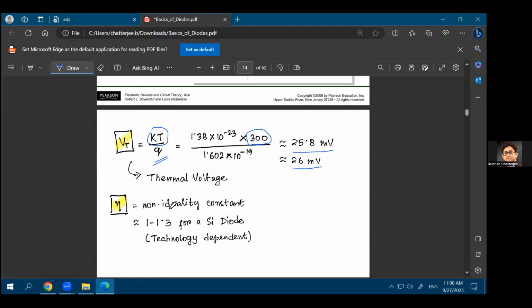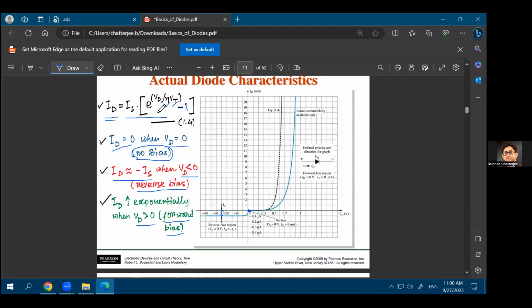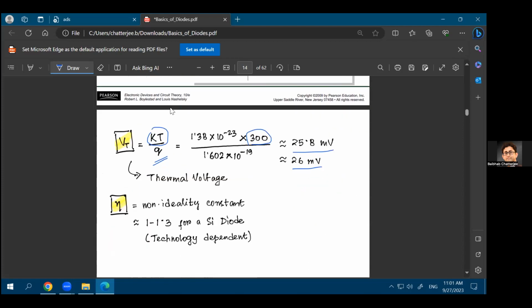Eta is called a non-ideality constant. So it's an empirical number. It's something that is found through experiments and not from theory. If you go back to your device physics, your theory will say that this should have been e to the power Vd divided by Vt. So in theory, there is no existence of this eta factor. Of course, you can have more complex theory and include it, but in the simplest form of the theory, you'll see that it's generally Vd divided by Vt.